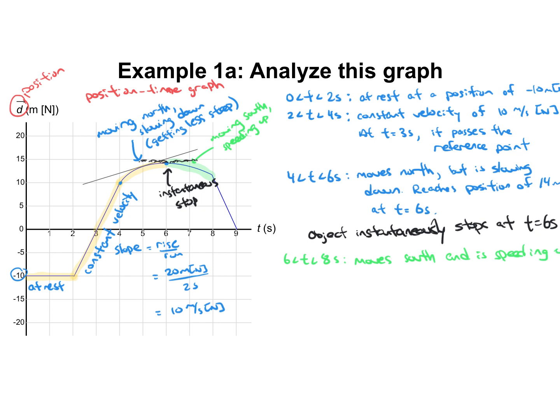Okay, and finally, the last section, I'll use yet another color here. The last section, the object, I would say, is still going south. It goes all the way down to 0. It moves south to 0. Now, is it speeding up, slowing down, or is it at a constant velocity? Well, this line segment is straight. So if it's a straight line segment, it's a constant velocity.